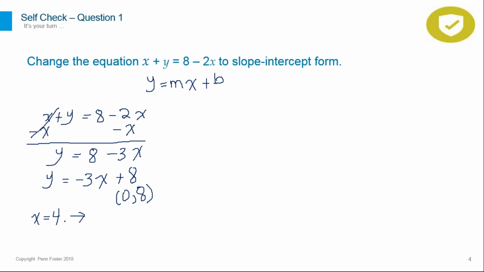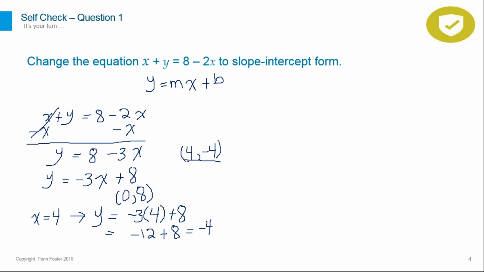We can now plug in the value of x, which is 4, in the slope-intercept equation. That gives us y = -3 times 4, and then plus 8. Remember that you have to follow the order of operations. We have to multiply -3 times 4 before we add the 8. So -3 times 4 is -12, plus 8. Negative 12 plus 8 will give you -4. So the point is (4, -4).